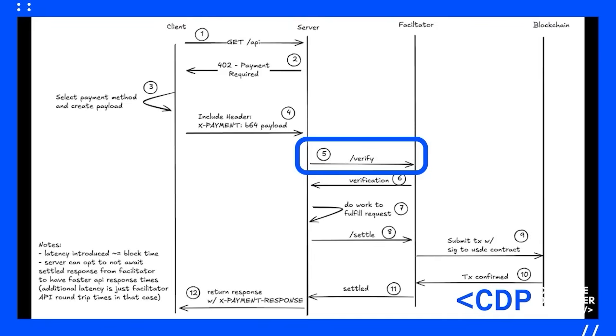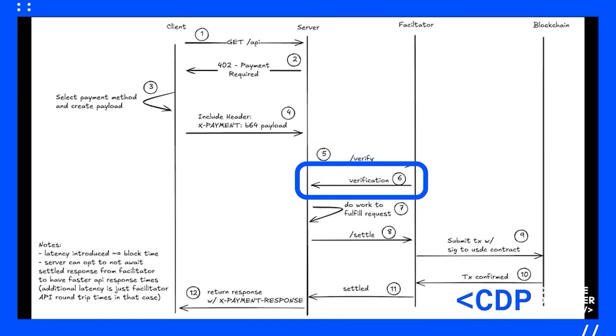And so the recommended flow of the facilitator is you call an endpoint /verify, which tells you, hey, am I likely to get paid based on this piece of information? Does this satisfy my payment requirements? Is the signature valid? Does the client actually have funds on chain? And the facilitator will say, yeah, you are likely to get paid. The server will then do work to fulfill the request. So that could be reading from a database, or it could be generating an image, or any other thing that needs to be done in order to fulfill the request.